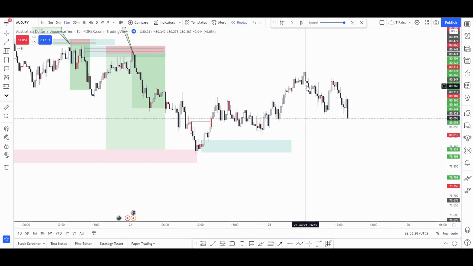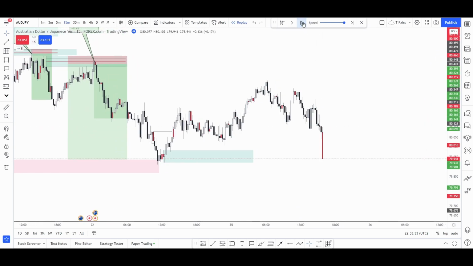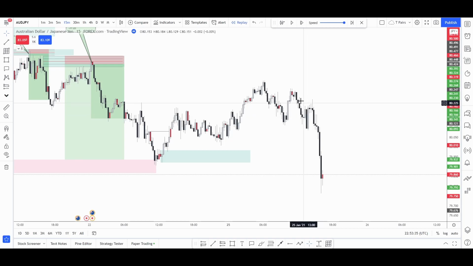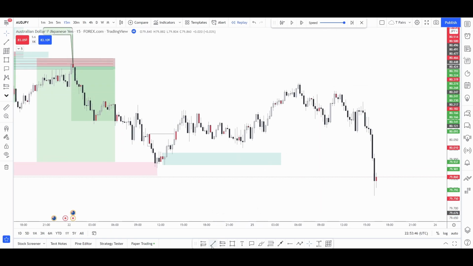Oh, we've missed an opportunity. Sorry, just not paying attention. A bit too tired now. Anyway, there was an order block up here, which we missed. Oh, you know what, I'll mark it up just so you can see.